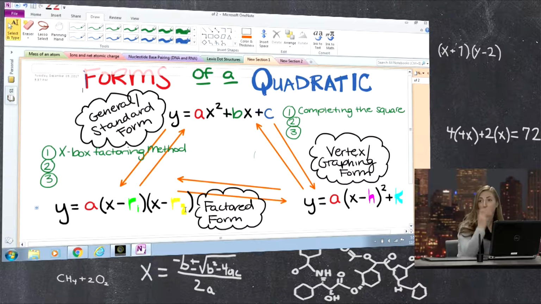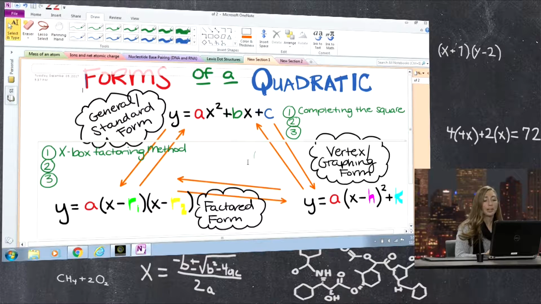And then on the left we have what's called factored form. In our last video we looked at how to convert a quadratic from general form or standard form into factored form, and we used the Xbox factoring method. It's not the only method to do so, but this is one of them. So that's one that we did already. Today what we're going to do is look at converting something from standard or general form to vertex or graphing form with the method of completing the square.